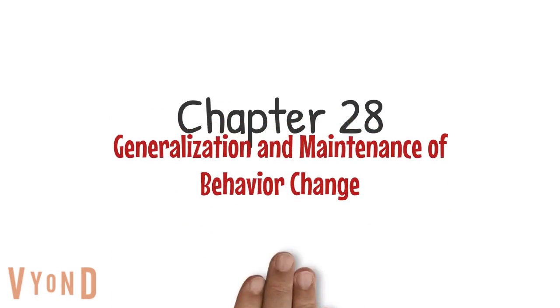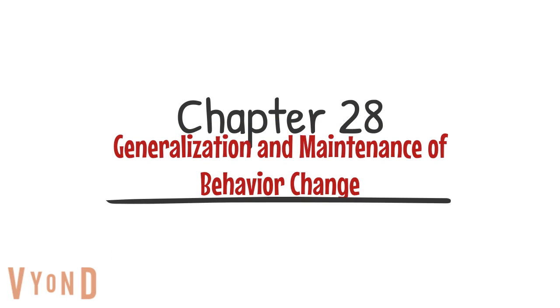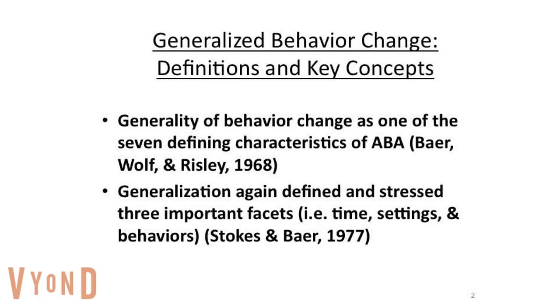Chapter 28: Generalization and Maintenance of Behavior Change. Generality of behavior change is one of the 7 defining characteristics of applied behavior analysis that you covered, I believe, in ABA 601 in the article by Baer, Wolf, and Risley. Generalization looks at 3 important facets: time, setting, and behaviors.